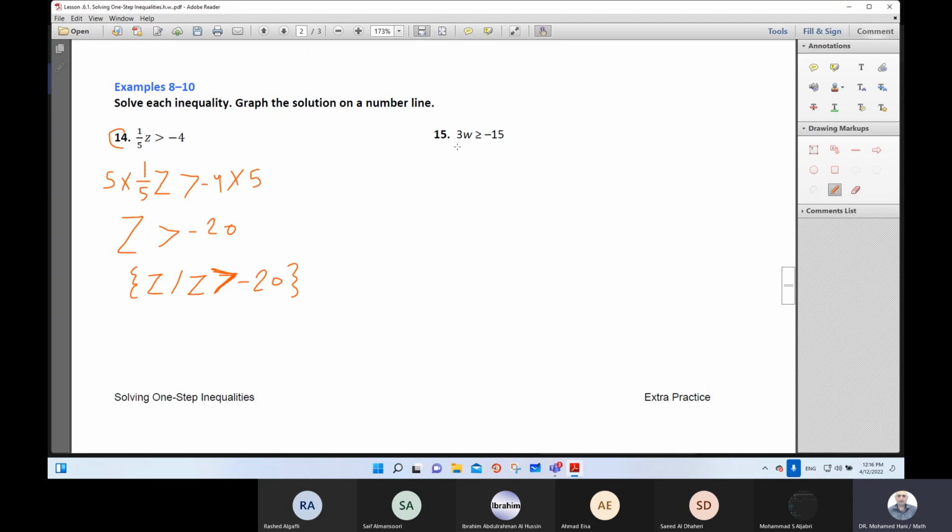And here, to solve this inequality, we must remove the coefficient. How to remove the coefficient? Divide the two sides by the same number. Divide here by 3, divide here by 3. 3w divided by 3 is w, greater than or equal to minus 15 divided by 3, which is minus 5. So the set of solution is w such that w greater than or equal to minus 5.